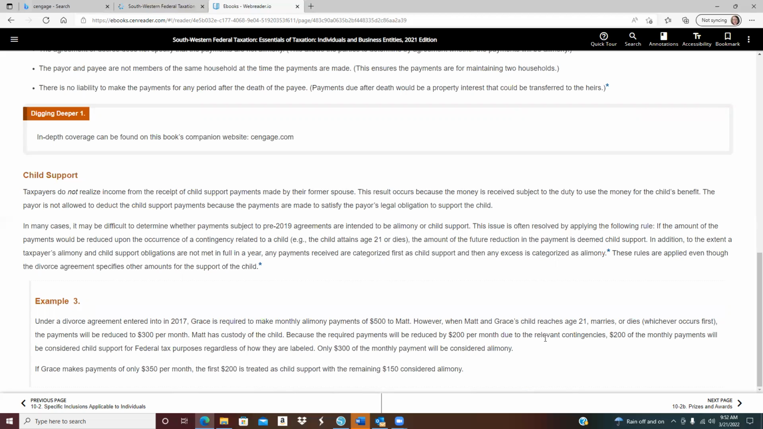These rules are applied even though the divorce agreement specifies other amounts. To determine whether payments subject to the pre-2019 agreements are intended to be alimony or child support, this issue is often resolved by applying the following rule: if the amount of the payments would be reduced upon the occurrence of a contingency related to a child, the payments are treated as child support.